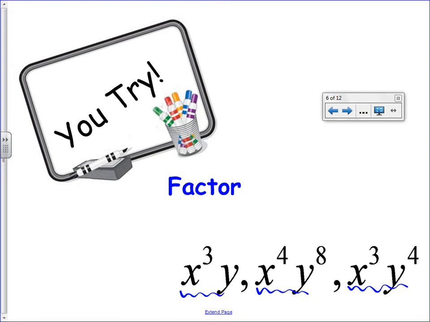Those 3 ones. Remember, we're choosing the lowest exponent. Break each part up. Look at your x's, look at your y's. What is the lowest x? What is the lowest y?